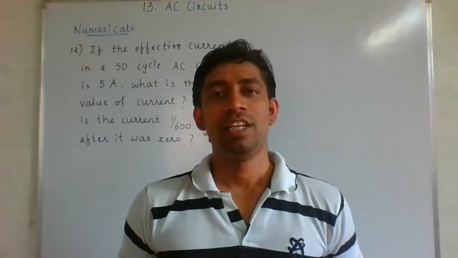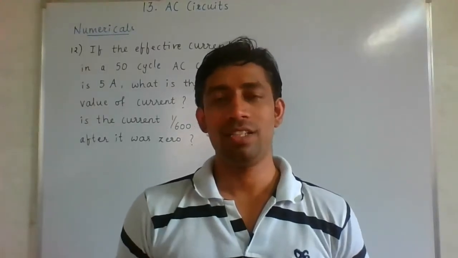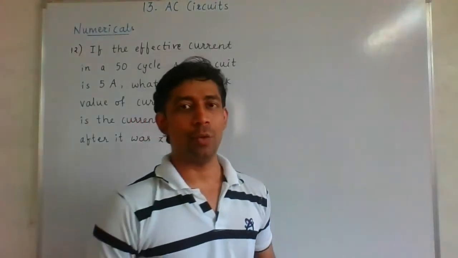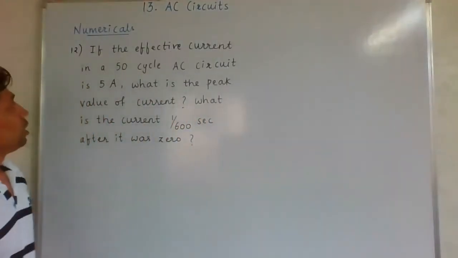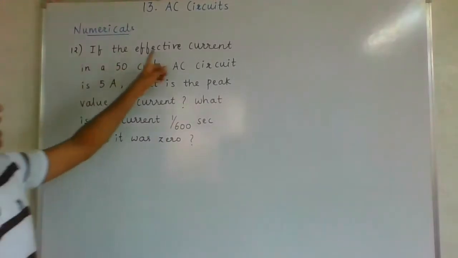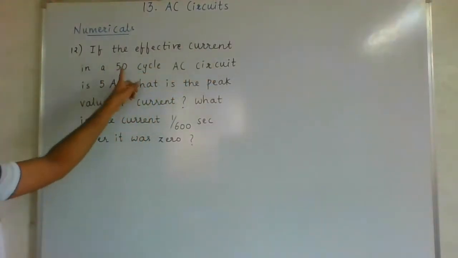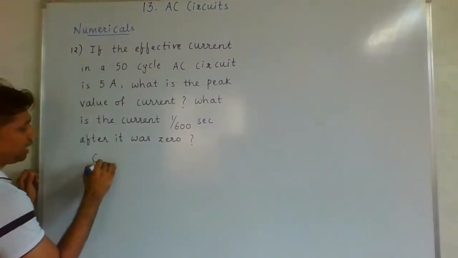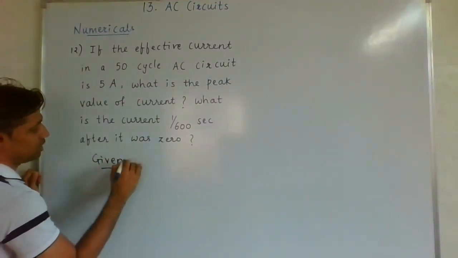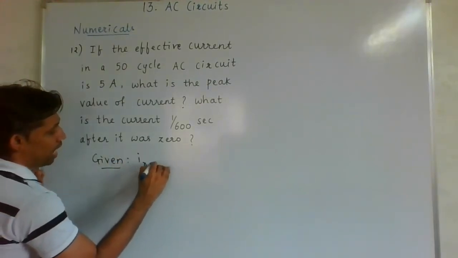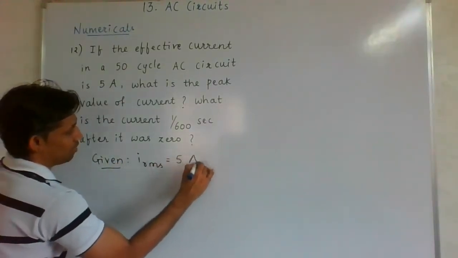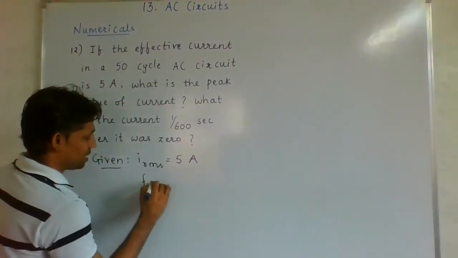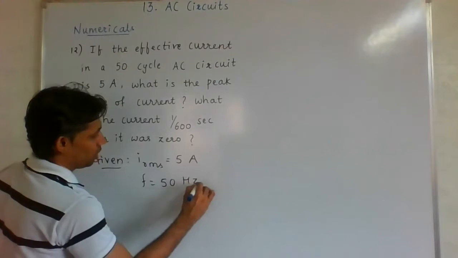Hello everyone. Now we are starting numericals of this chapter AC circuits. So first let's take the basic numerical number 12. It is given that effective current in a 50 cycle AC circuit is 5 ampere. So effective current here means it is the value of IRMS, which is 5 ampere. Then 50 cycle, so this is your frequency, 50 hertz.